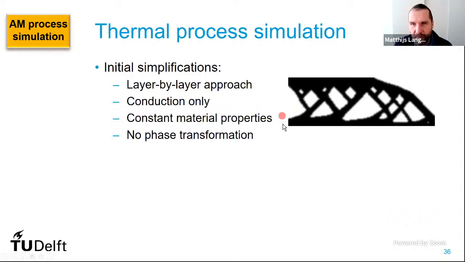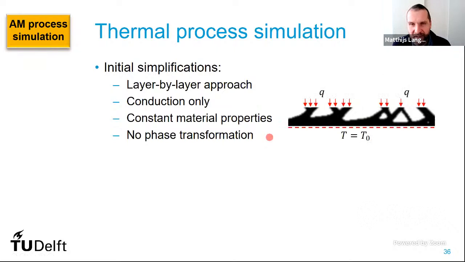We start out with one of the simplest thermal process models we could find in literature, that uses a layer-by-layer approach. So it basically deposits a full layer at once instead of following the scan path. And there are some simplifications in the physics. For instance, only conduction effects are included. All material properties are taken as constants and the phase transformations are not modeled. But this was not enough. This would still take way too long.